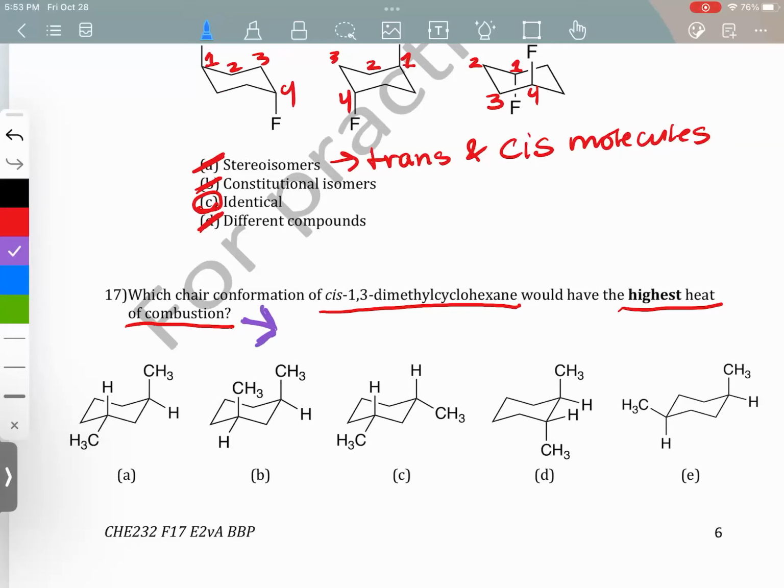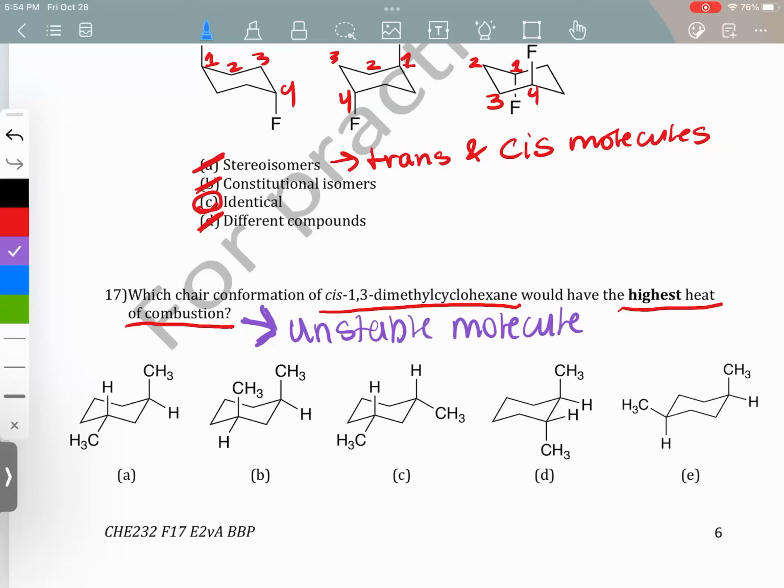How can that relate to the stability of a molecule? The higher stability. So in other words, the molecule that would have the highest heat of combustion, would it be stable or unstable? Unstable. Yes. It would be a very unstable molecule. Whenever molecules react and release a huge amount of energy, they have to be in their unstable conformation. So we're looking for the most unstable molecule.